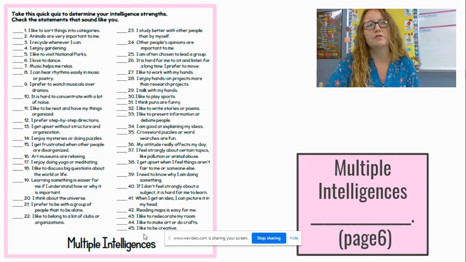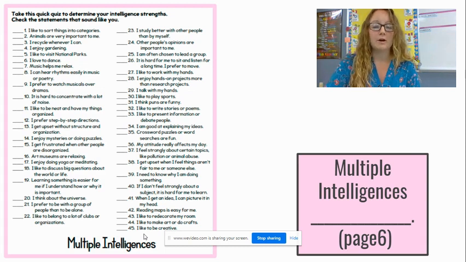If you're confused on what something's asking, feel free to just raise your hand and clarify with the teacher. But other than that, you just read it. If it sounds like you, put a check. So do you like to sort things into categories? Are you organized, like to sort things? Put a check. If not, skip it.